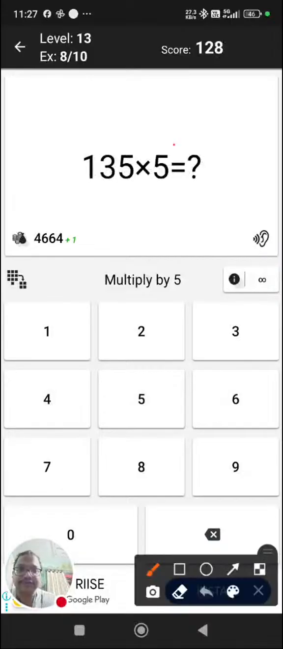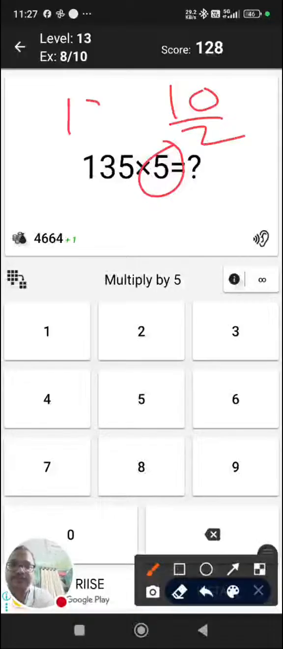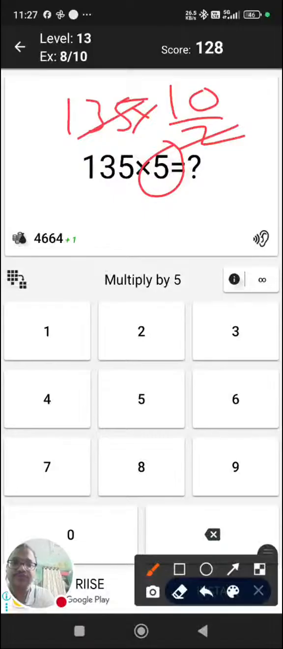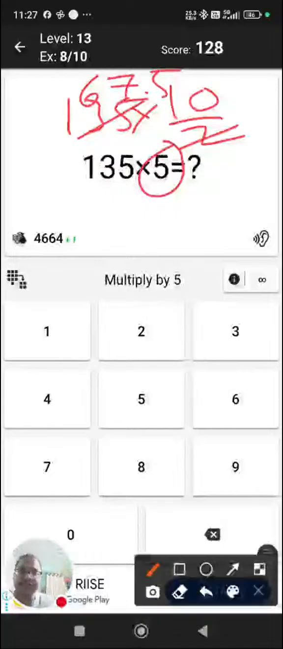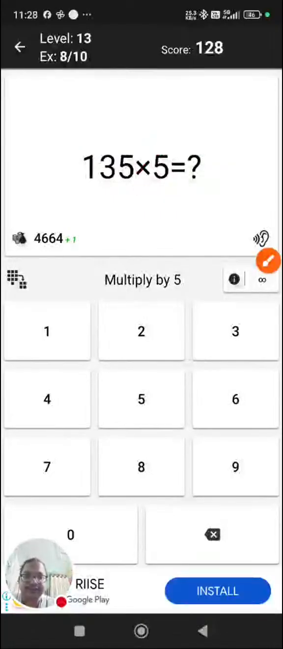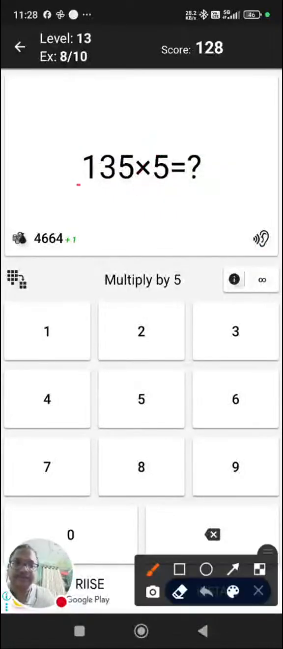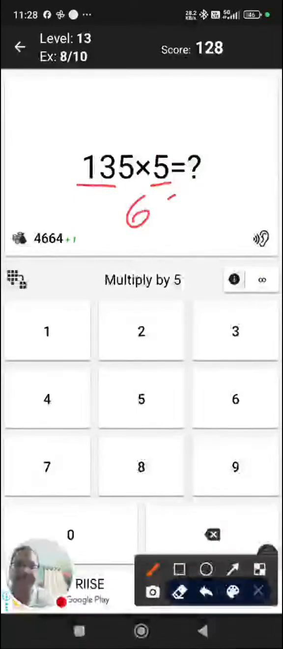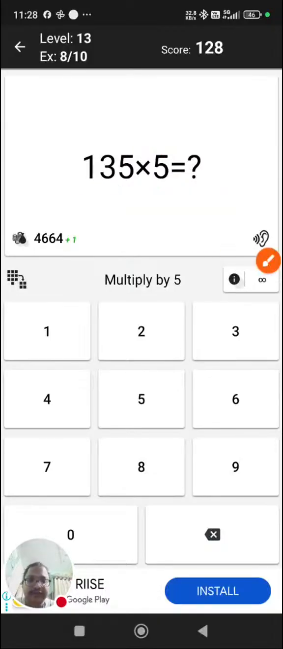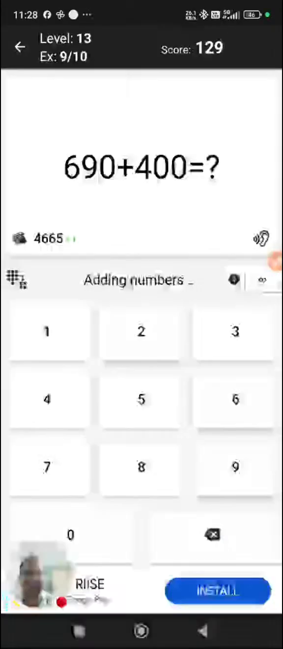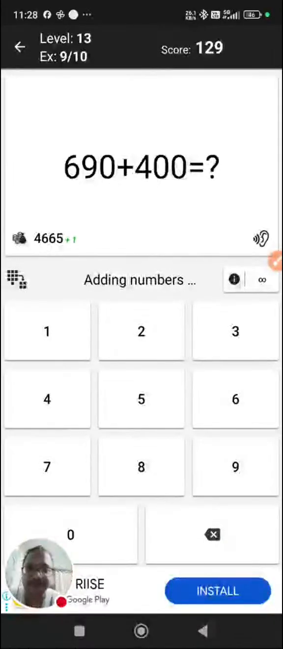So instead of 5, we write this as 10 divided by 2. 135 into 10 divided by 2. We do this one. 2 6 times, 12 7 times, 0.5. So we get 675. Or else we can say that 135 times will be 650. 5 times, which will be 25. So we get 675. It is your comfort which will be the best sequence for you.